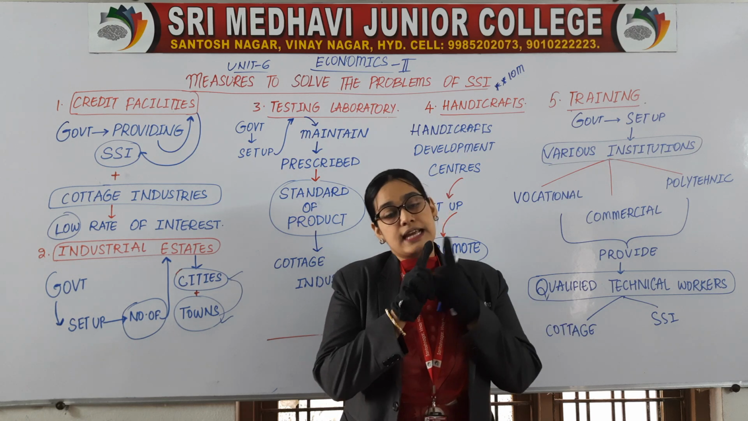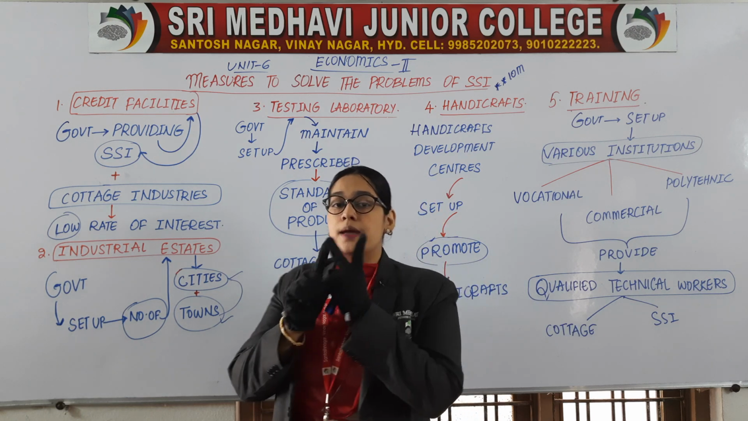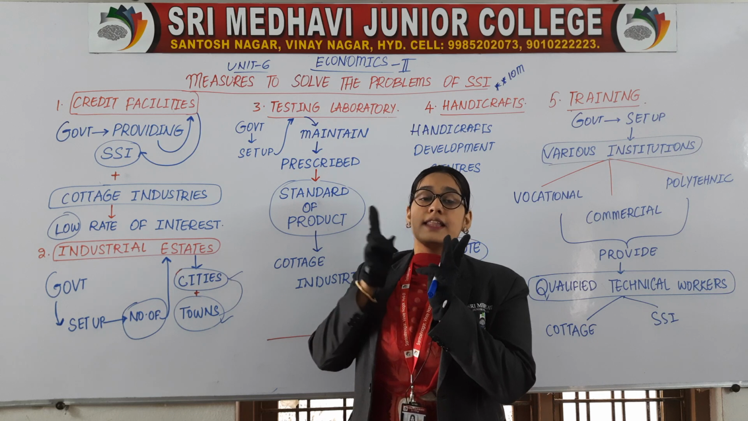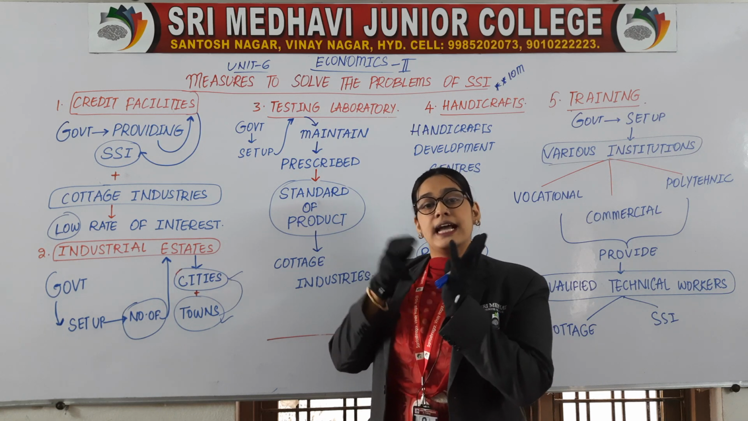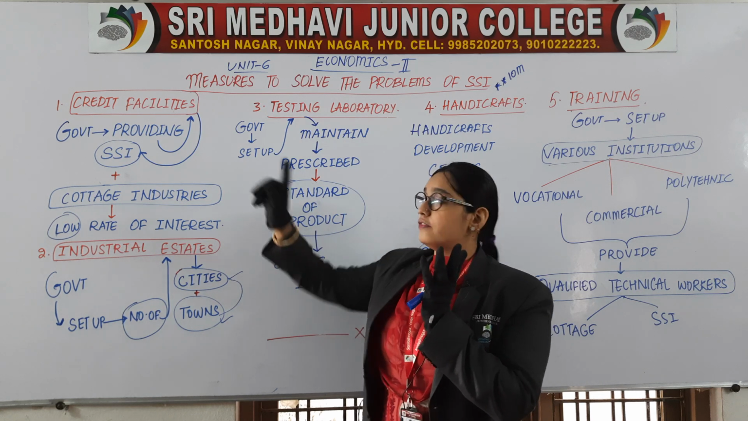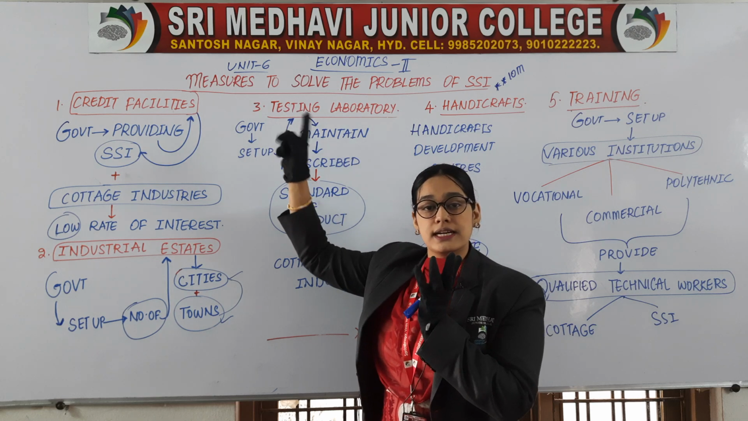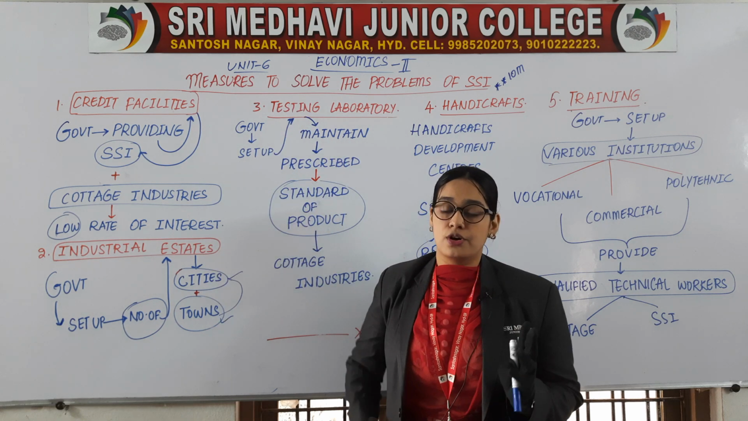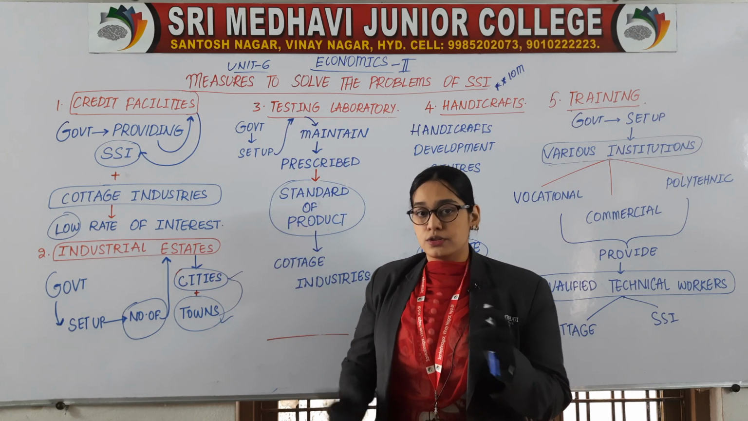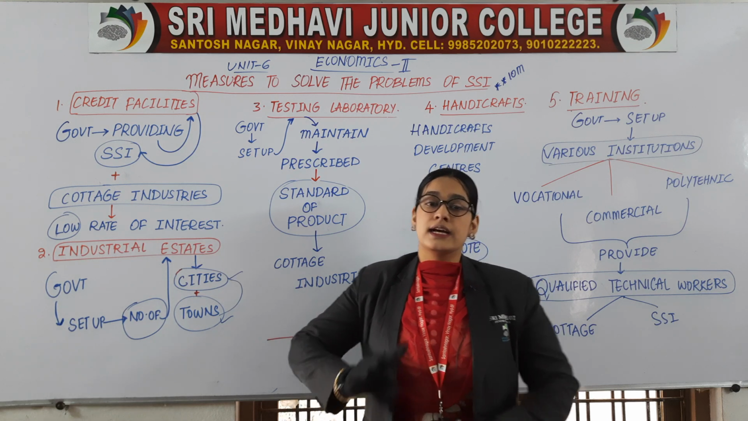We have discussed IPR 1991, importance of SSI, then problems of SSI, and this is the fourth topic of the 6th chapter, industrial sector, that is measures of SSI. So this topic has come to an end.